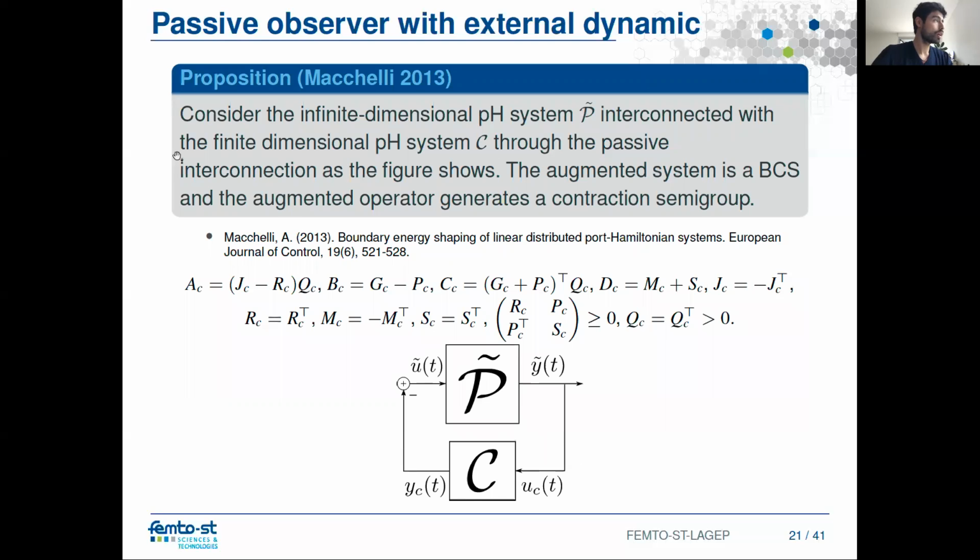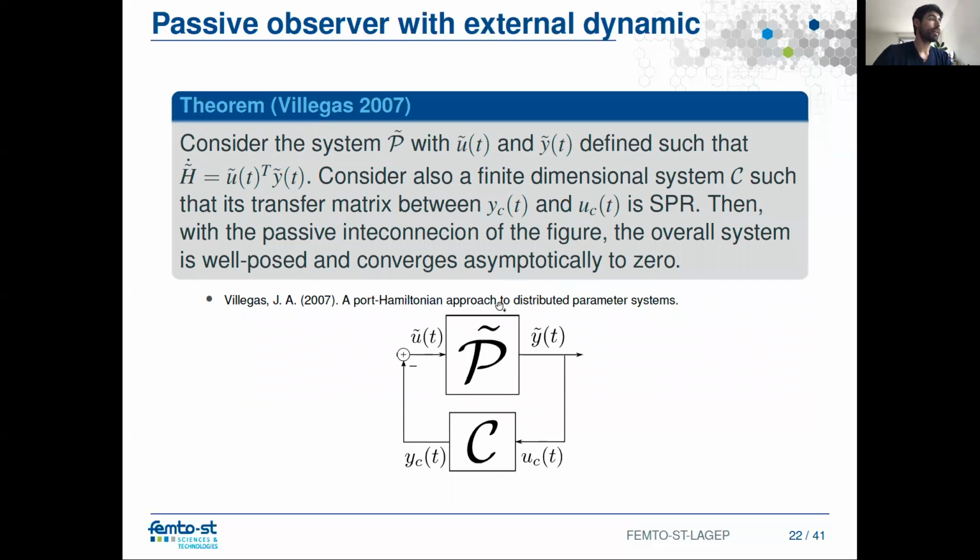So we are proving everything in this way. We have a proposition from Mike Kelly in order to prove that we have a boundary control system. This interconnected system is a boundary control system, so we have existence of solution. Then we have another theorem from Villegas that says that the interconnection of an infinite dimensional system and a finite dimensional system converges asymptotically to 0 if this block C is strictly positive real. So we have to prove only that this block is strictly positive real.